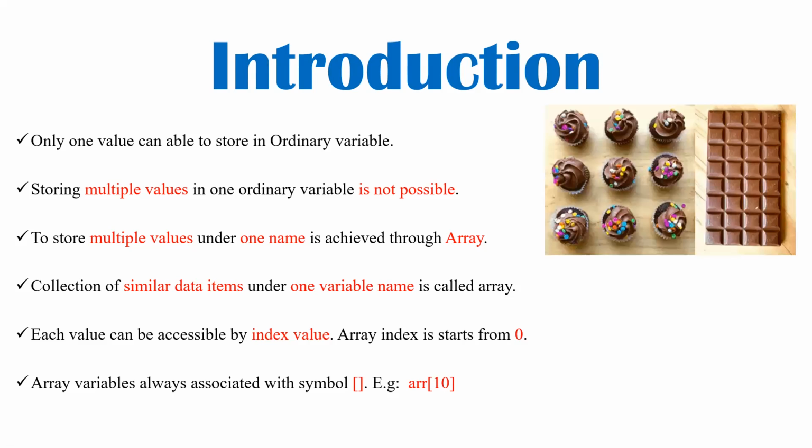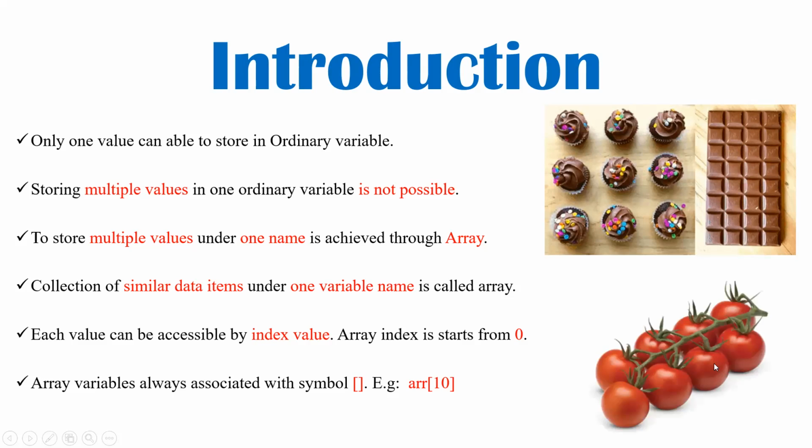Next, we will see some examples. An array means a collection of similar data items. Here we have a collection of ice creams and a collection of chocolates. These belong to the same type, so this is one array, and this is another array. This is a collection of tomatoes, and this is another array.